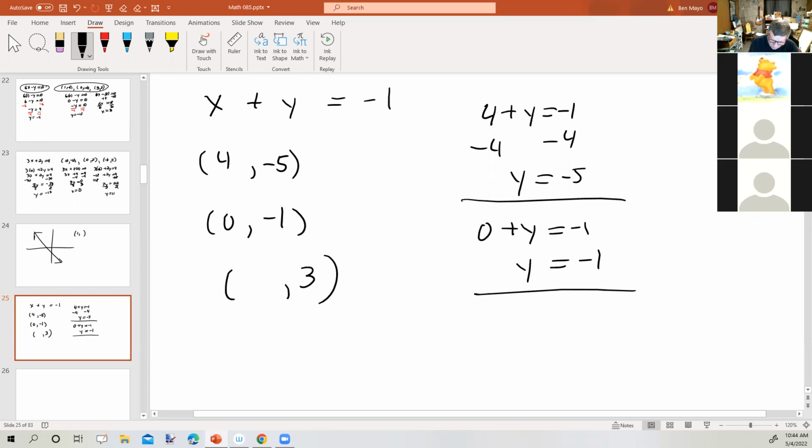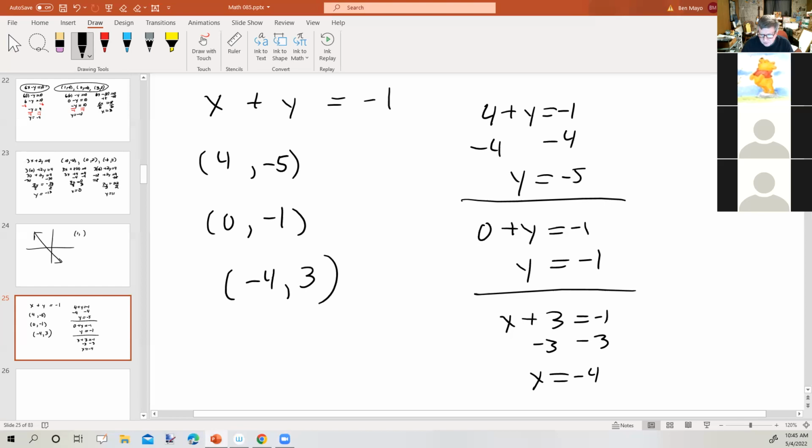Finally, find x when y is 3. x plus 3 equals -1. Subtract 3 from both sides and we get -4. So before I switch back to the other screen, any questions about how I found those 3 ordered pairs?